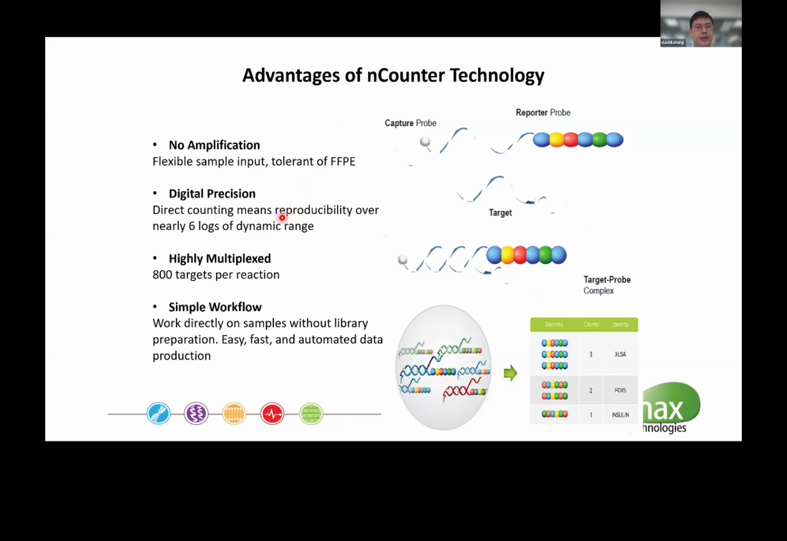And it does direct digital counting, and due to the highly automated process of the whole workflow, it has a very high reproducibility of nearly 6 logs of dynamic range. It's very highly multiplexed, so it can provide up to 800 different targets for a single reaction tube that you set up. Workflow is also very straightforward.